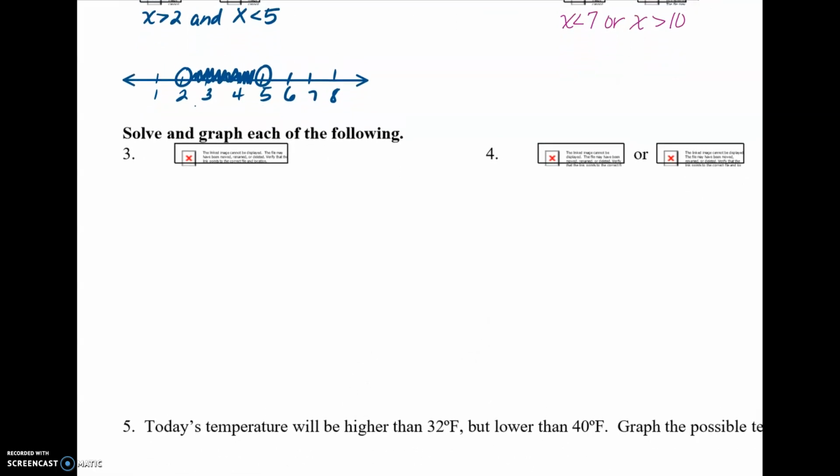Number 3, solve and graph each of the following. -4 is less than x minus 5, which is less than -1. So I know this is a conjunction, because x is in between the two inequalities. I want to get x by itself by adding 5. Where do I add it? To itself, to -1, and to -4. And -4 plus 5 is 1, is less than x. We got rid of that 5, which is less than 4.